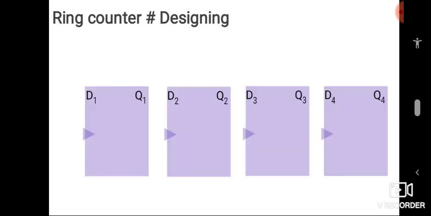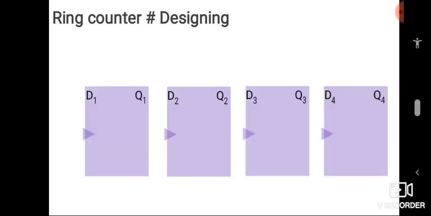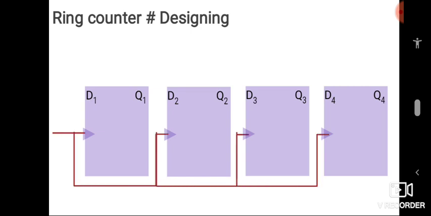You will take 4 flip-flops, here we go, and then you will connect the clock of each flip-flop to a common clock. Okay, that is the difference between asynchronous and synchronous counter. In synchronous, each flip-flop will be connected with a common clock. Here we go, see, here we have connected the clock. Now each flip-flop is connected with the common clock.